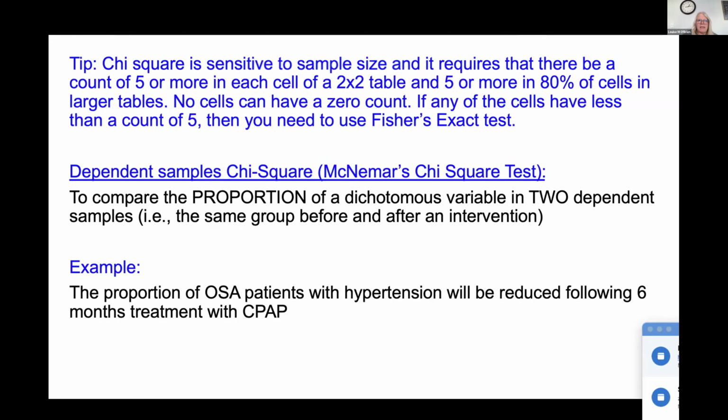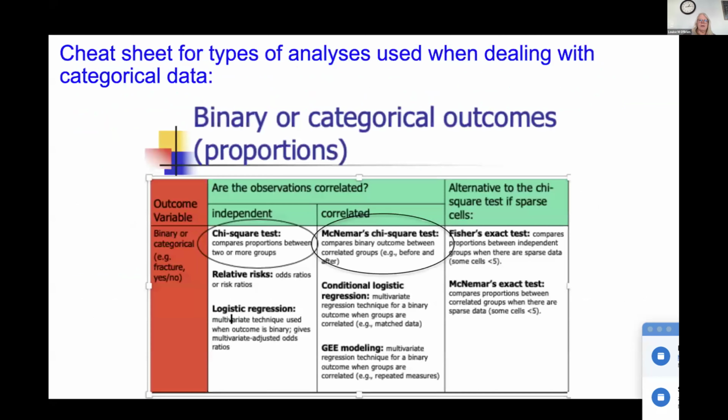Similarly to the dependent samples t-test, there is also an equivalent dependent samples chi-squared test, and that's called a McNemar's, or McNemar's, I've heard it pronounced. And that's again comparing the proportion of a dichotomous variable in samples that are related. So the same group before and after an intervention. The example there is the proportion of sleep apnea patients with hypertension will be reduced following 6 months of treatment. So in this example, we're looking at the proportion of patients, whereas in the t-test, we were looking at the absolute blood pressure.